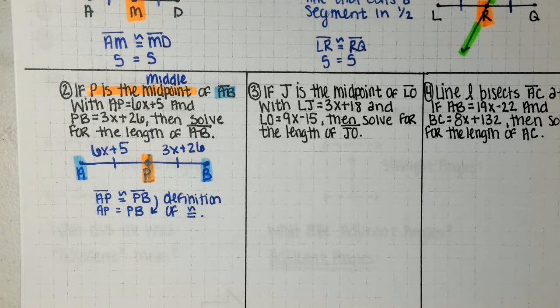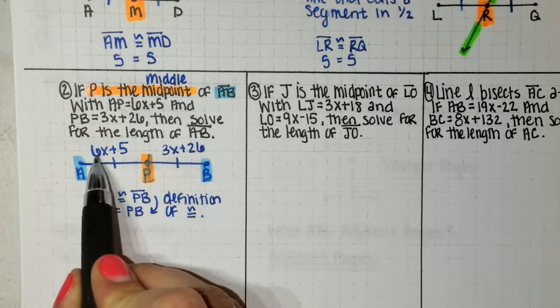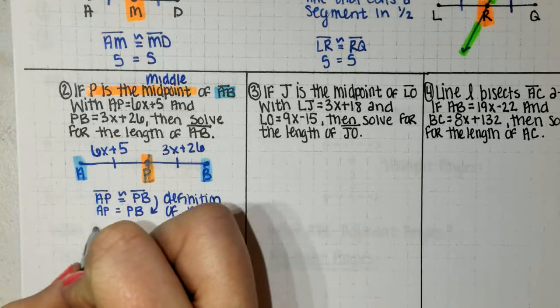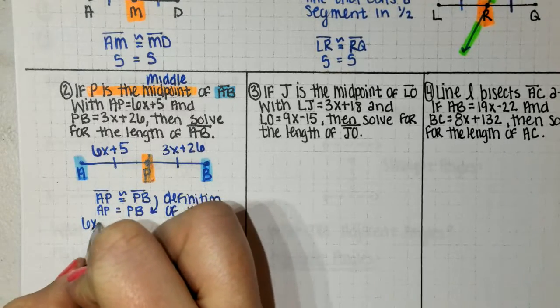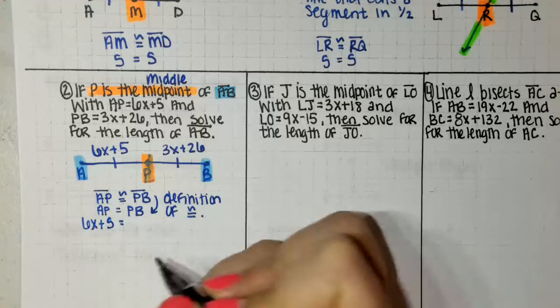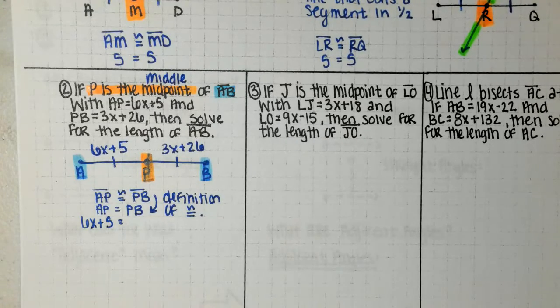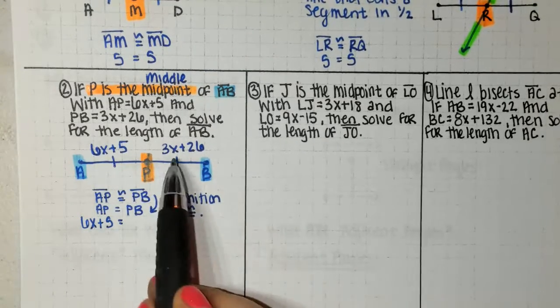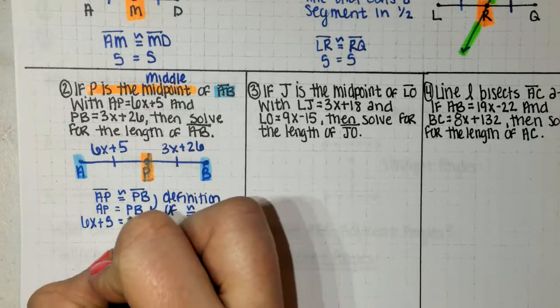So the value of AP is A to P, and it's 6x plus 5. So where I see AP, I'm going to put 6x plus 5. That's going to equal the length of PB, and the length of PB is 3x plus 26.